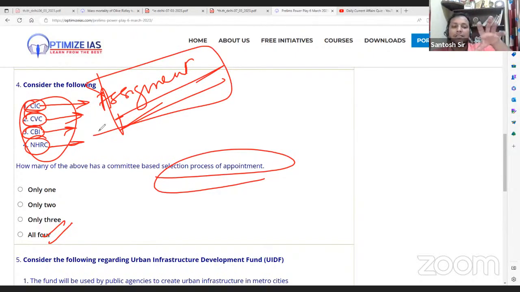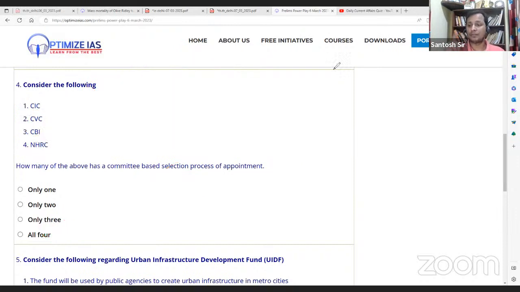The committees which recommend the name for CIC appointment, CVC appointment, CBI appointment, NHRC appointment, you should know the committee names. This is very, very important. I have covered it in the DPN yesterday, please refer to that. This is a very important question for this year's prelims examination. Today only I am predicting this question is going to come. An appointment-related question is going to come either for constitutional bodies or for statutory bodies.